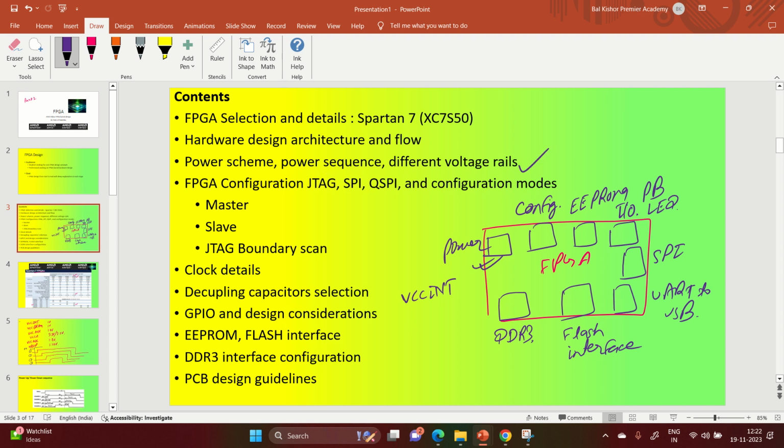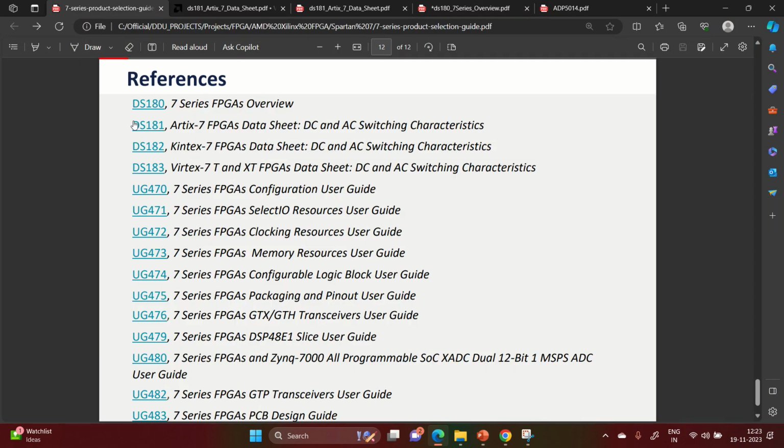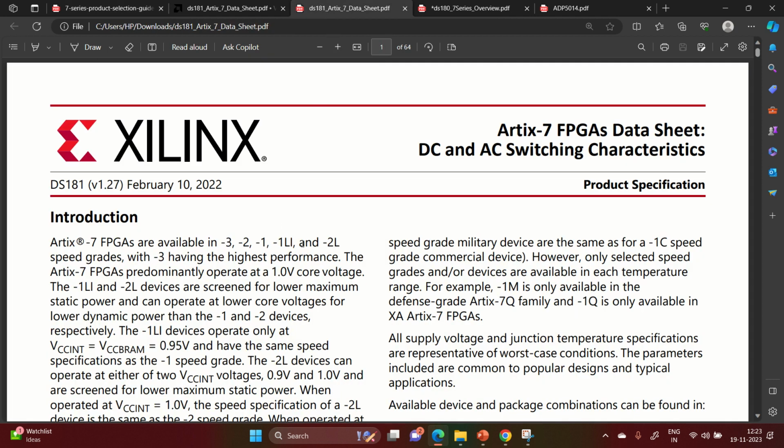Next one. Okay. So for going to power schemes, we will open a document which is called AC DC characteristics. You can find all these documents right here. Like you have product selection guidelines, and you can directly open. Artix 7 actually contains Spartan 7 as well. So you can open this DS181, DC and AC switching characteristics. If you open this, you will find this document.